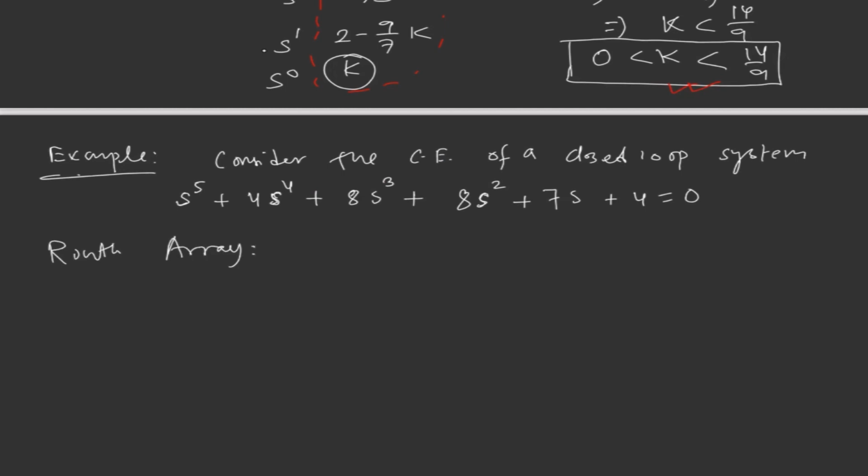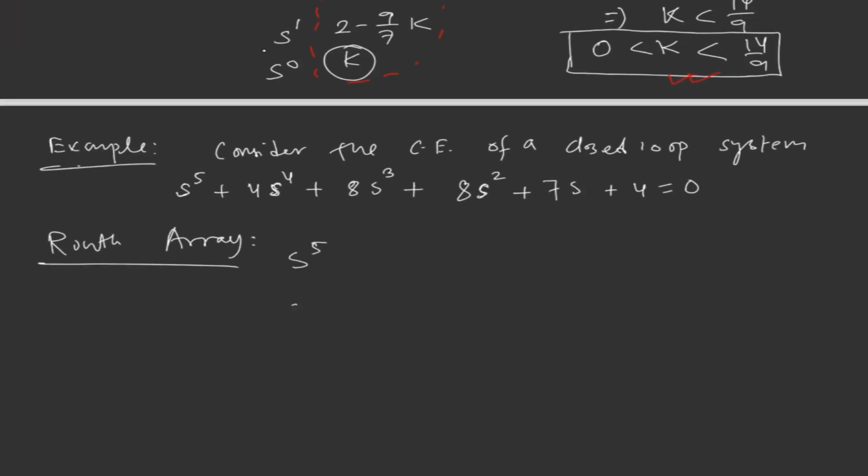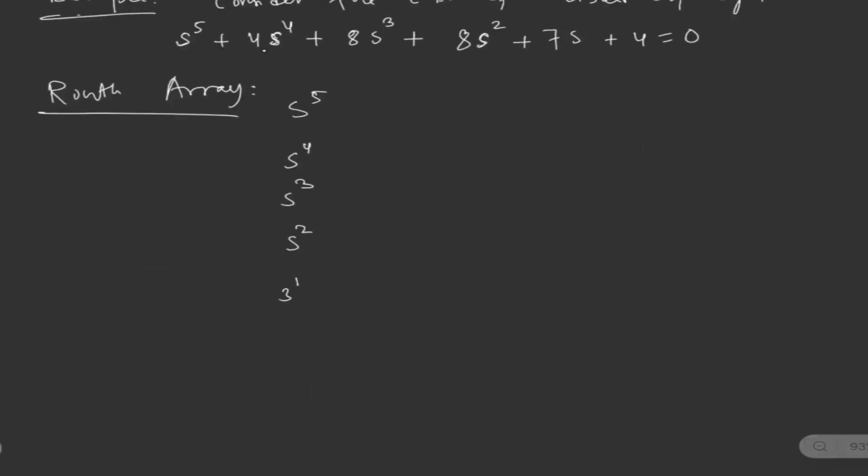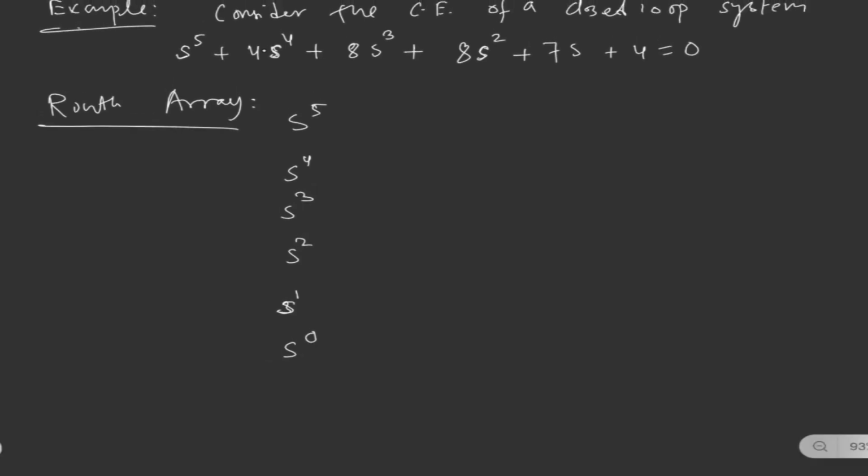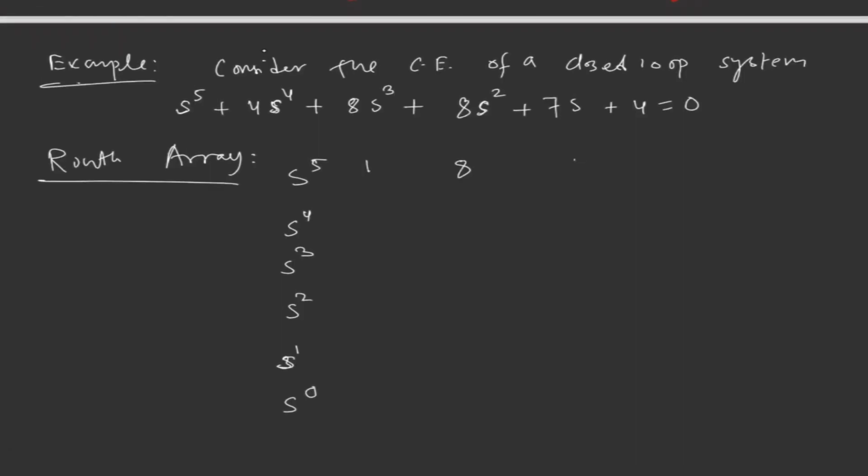So we'll start from s to the 5, s to the 4, s to the 3, s squared, s1 and s0. And for the odd values, we can come up with 1, 8, 7. For the even, 4, 8, 4. And the rest of the rows can be filled as 0, 6, 6, 0, 4, 4, 0, and 0, 0.